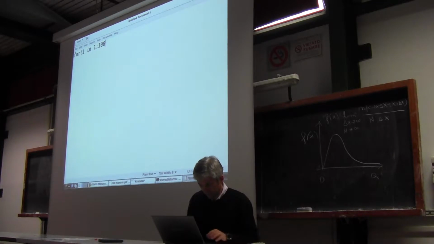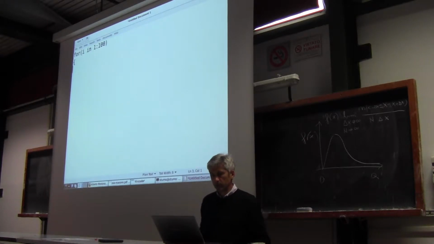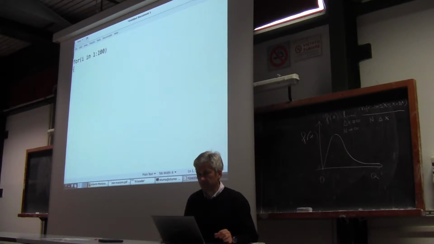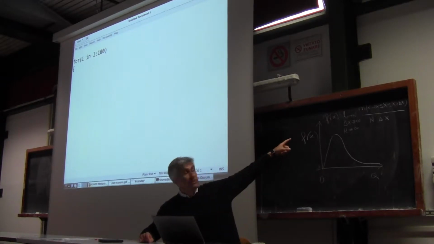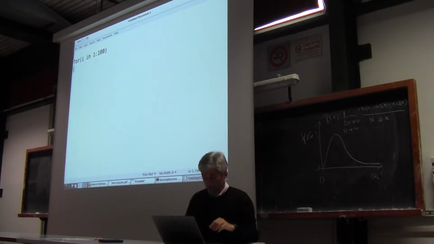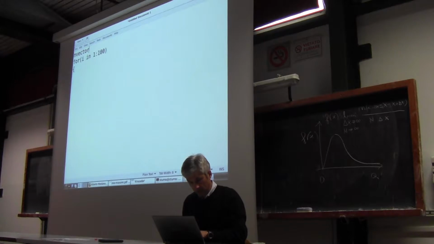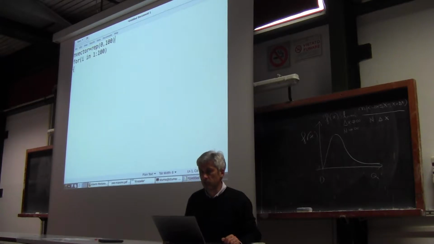For i in 1 to 100, and then let me open a left curly bracket. Before we open the for cycle, let me define the vector that will collect the series of the lowercase n's. So I can write n vector equal, repeat 0, 100. In this way, I created a vector which is called n vector, which counts 100 zeros.